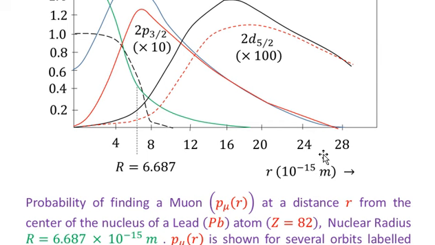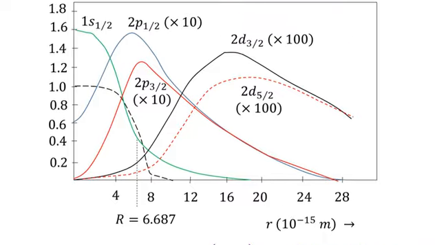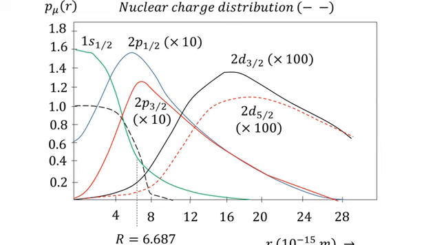So you see that on the horizontal scale, I am plotting 4, 8, 12, 16, 20, 24, and 28 multiplied by the factor 10 to the power minus 15 meter. So this is the R value that I am plotting away from the center of the nucleus. So this is the distance from the center of the nucleus on the horizontal scale. And the corresponding probability is what I am showing on the vertical scale.